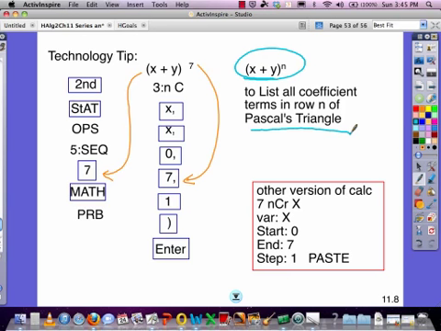Another version for your calculator, and check it. If you know how to do some pasting features, you could use that. So a quick way to get those coefficients, and again, we will show that in class.